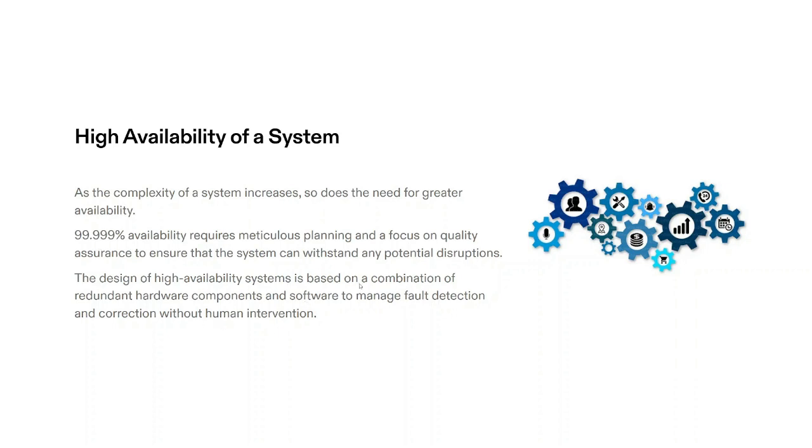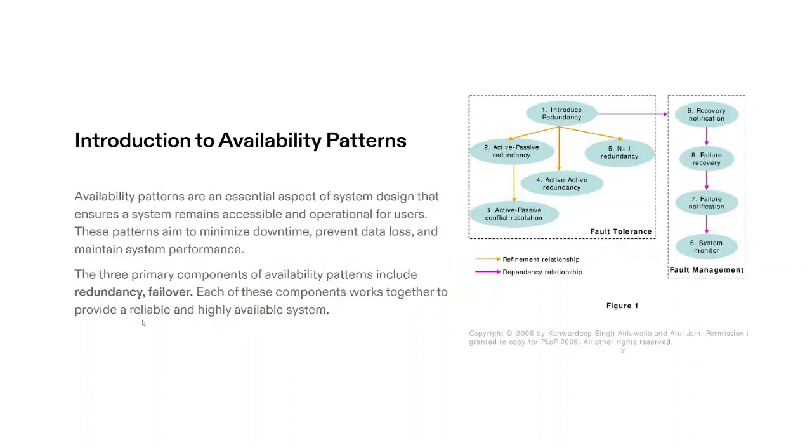So these highly available systems are a combination of redundant hardware and software to manage fault detection and correction, without human intervention. So let us understand what patterns these systems follow. We got to know from our previous video that fault or failure can happen at any time. Our application should be able to withstand it. Now, if we want our application to have high availability, there are basically two ways in which this can be done. First is redundancy, and second is failover. Now we'll talk about each of them in a little more detail.